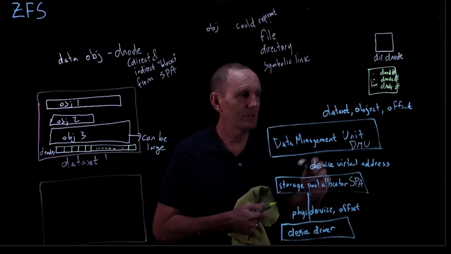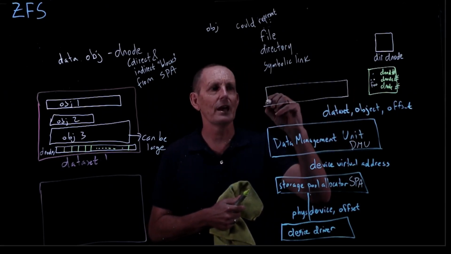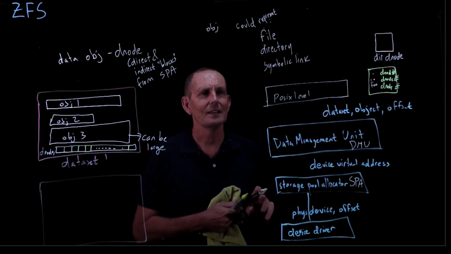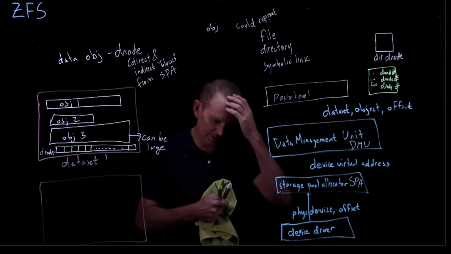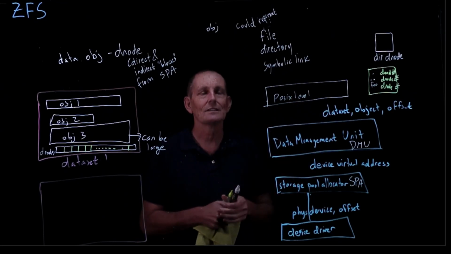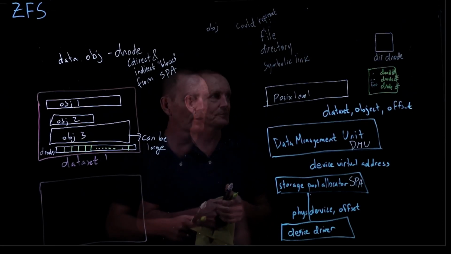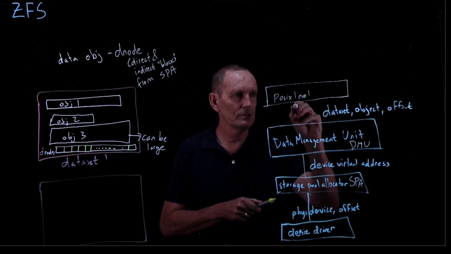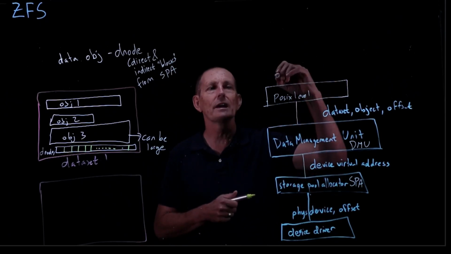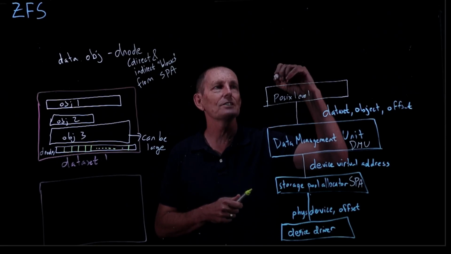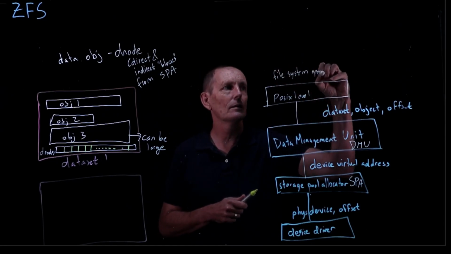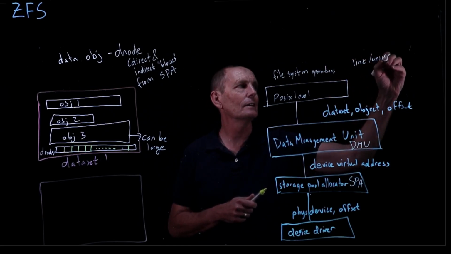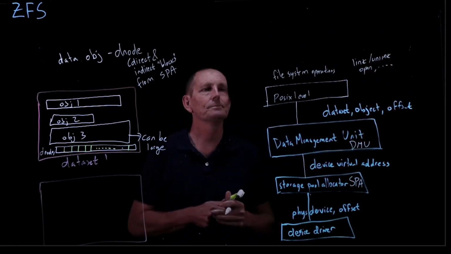Above this level, we have a POSIX level. POSIX is just the standard for Unix type systems. So the POSIX level is interacting in terms of file system operations, like link, unlink, open, etc.